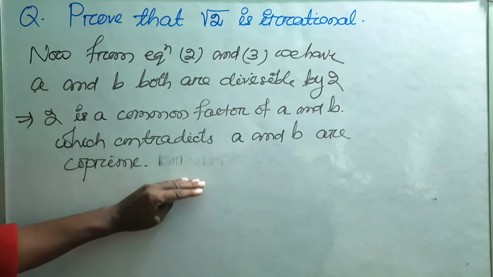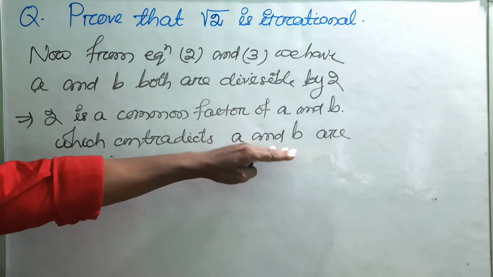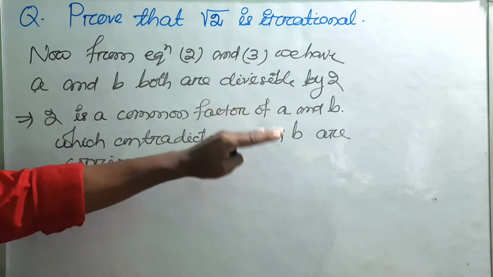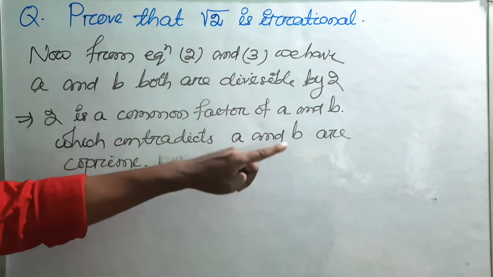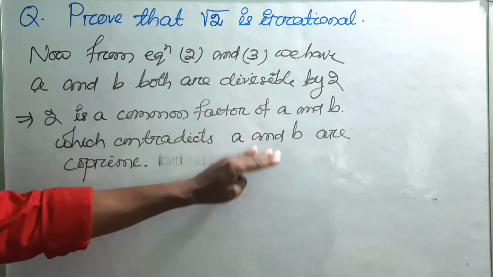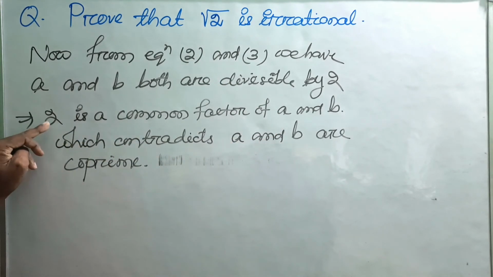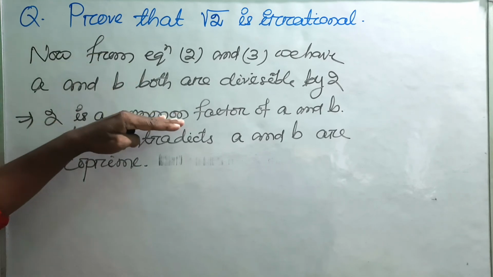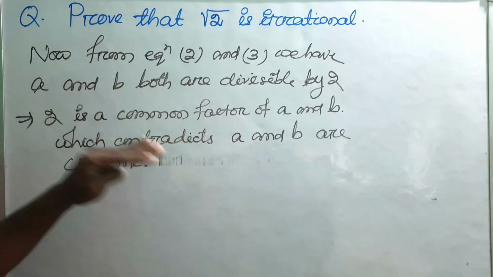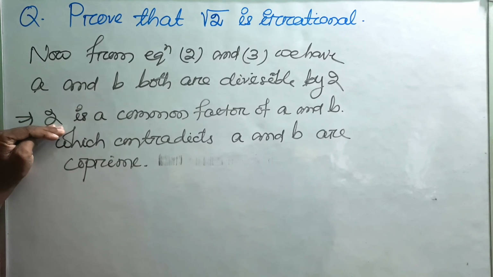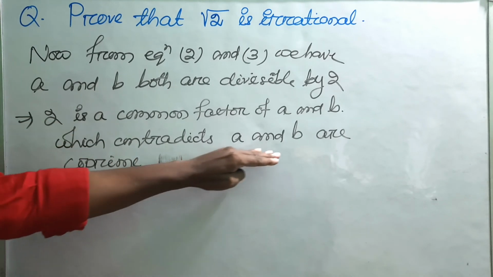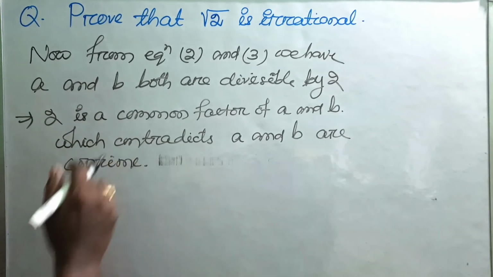We have initially assumed a and b are co-primes. That means they are divisible by only one. There is no other factor which divides a and b. But here what we got? We got that 2 is also another common factor which divides a and b. That means this conclusion contradicts this condition. So that is why it is a contradiction.